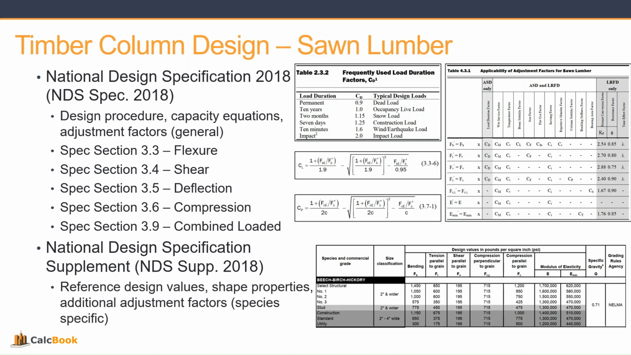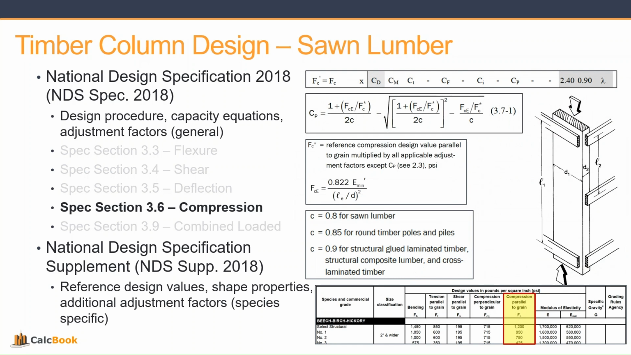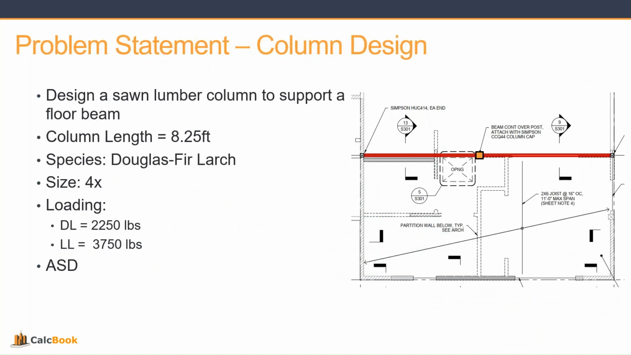So for today's example, we're going to be looking at compression. We're going to be utilizing our F'c equation, which is up there on the top, with many different factors that we have to calculate and apply. The most complicated or tedious is going to be the buckling factor, that column stability factor, CP, and we will calculate that in CalcBook. So let's take a look at our problem statement.